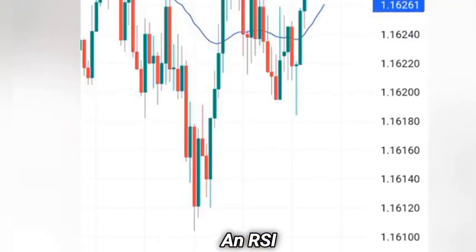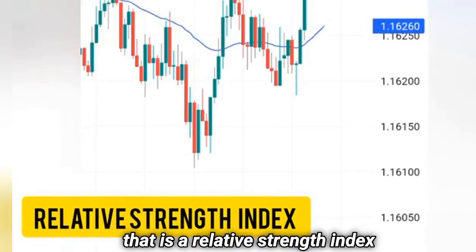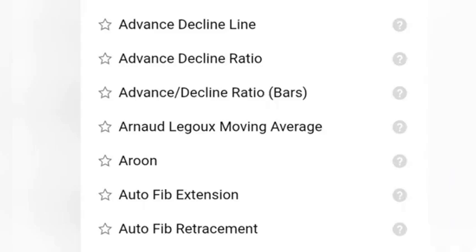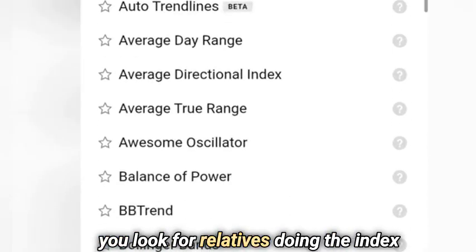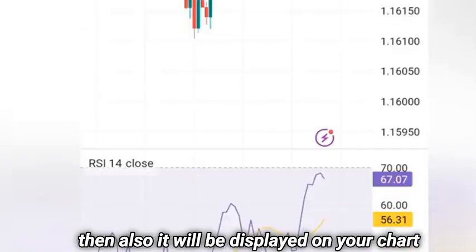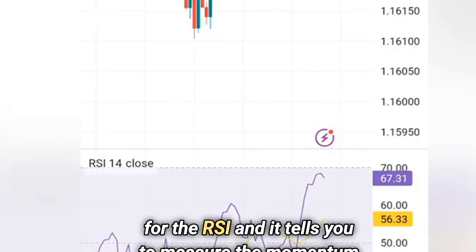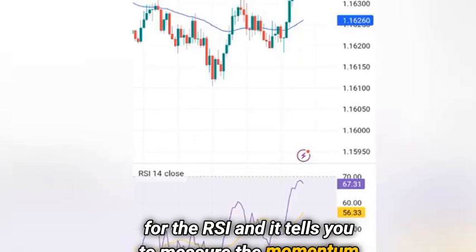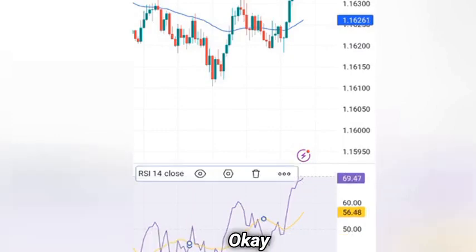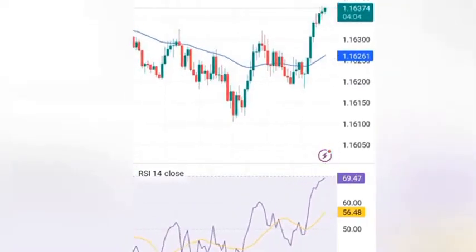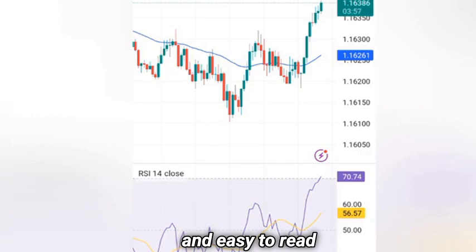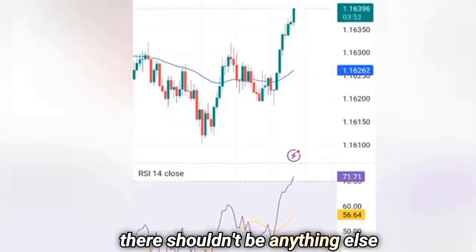You also need an RSI, the relative strength index. It's the same thing: you go where I have gone, then go to indicators, then look for the relative strength index, tap on it, and it will be displayed on your chart. The period is 14 for the RSI, and it helps you to measure the momentum and overbought and oversold zones. Once you have added those, your chart should be clean and easy to read. There shouldn't be anything else.